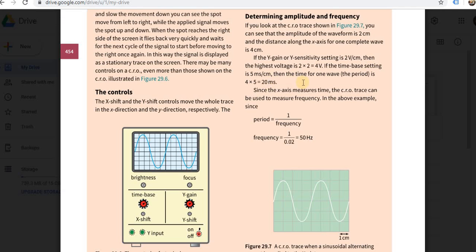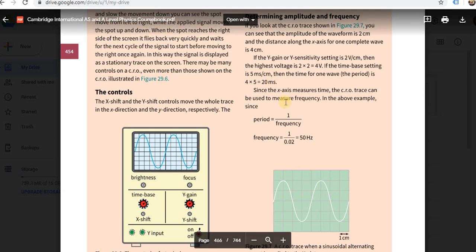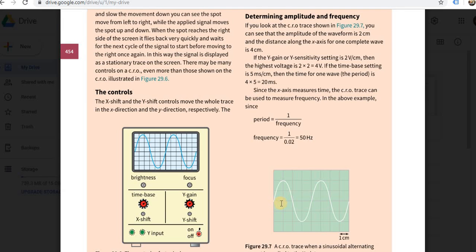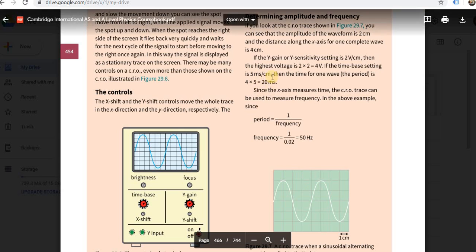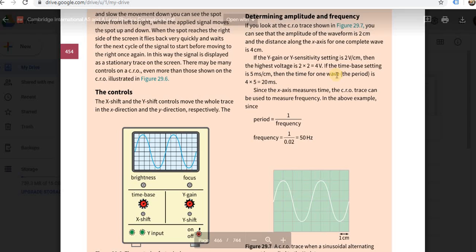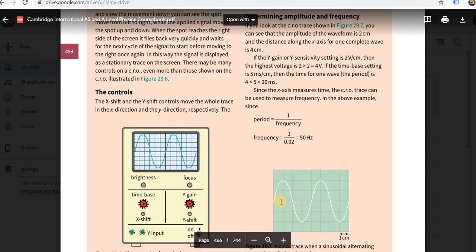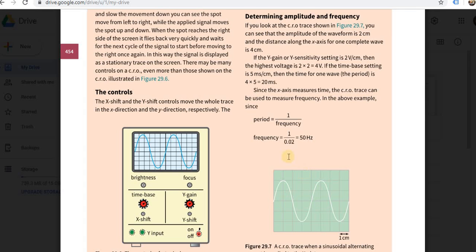If the time base setting is 5 milliseconds per centimeter, in this direction 1 square is 5 milliseconds. So we have 1, 2, 3, 4 squares, and 4 squares is the time for one complete wave. 4 squares is equivalent to 20 milliseconds. So the period of the wave is 20 milliseconds.